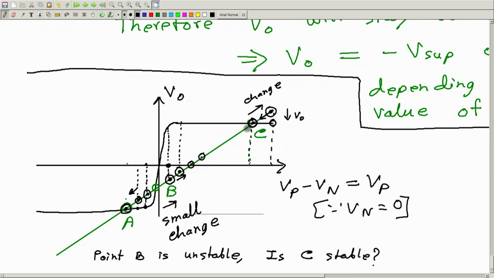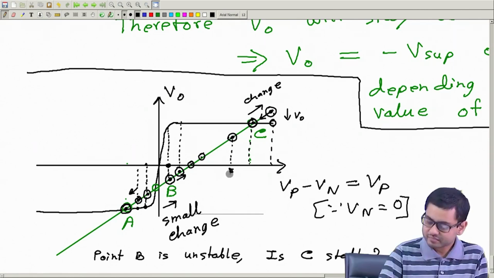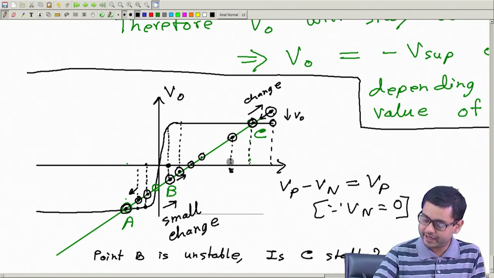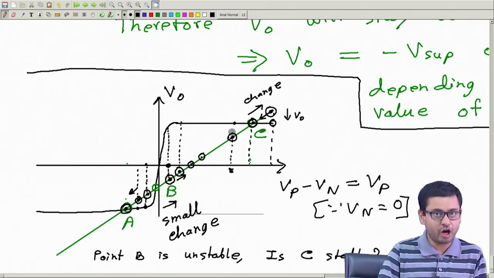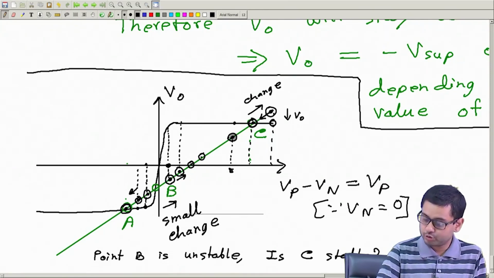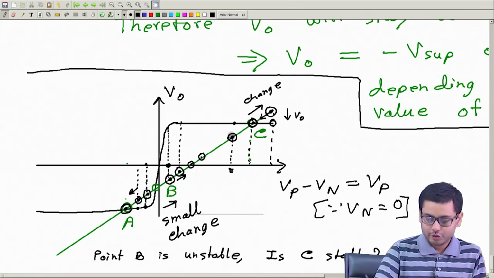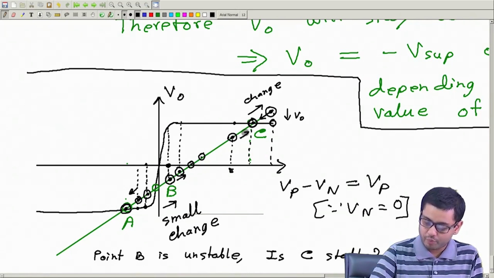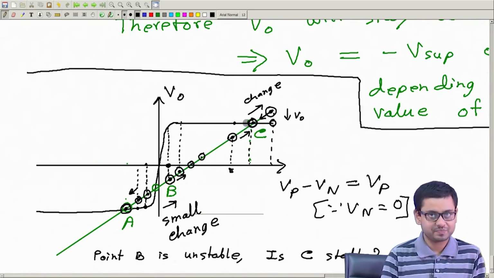Similarly, if I move a bit in this direction, say I start from here and come to this point, due to a small change in VO, I cannot leave this green line. So now this is the value of Vp minus Vn. At this value of Vp minus Vn, this should be the output of the op amp, but the actual output is here. So the op amp will think, no, I have to increase my output. So it will increase the output, and therefore I will go back once again towards the point C.